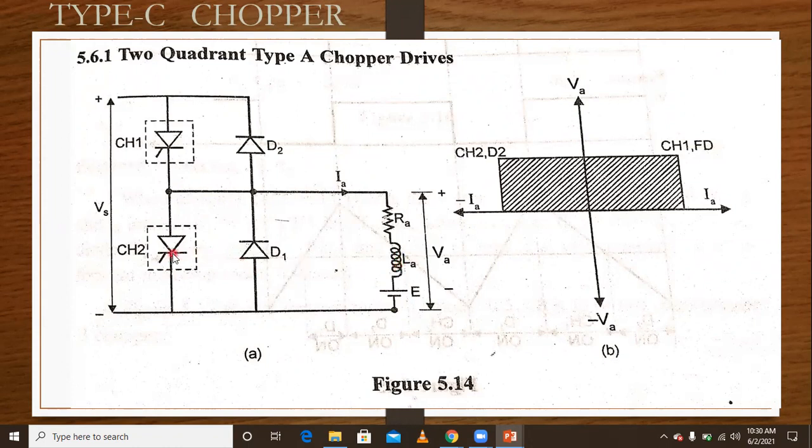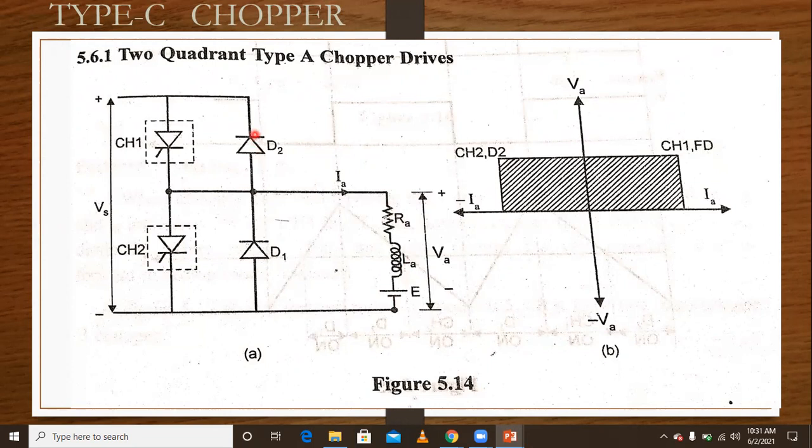When chopper CH2 is turned off, the diode D2 gets turned on automatically. This is not a control device; it is an uncontrolled device. If the armature current increases, the diode is forward biased and conducts, turning on by itself. So like this, diode D2 gets turned on.